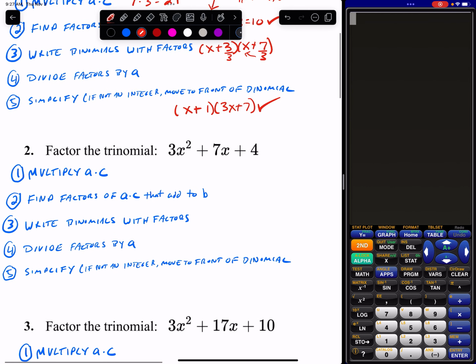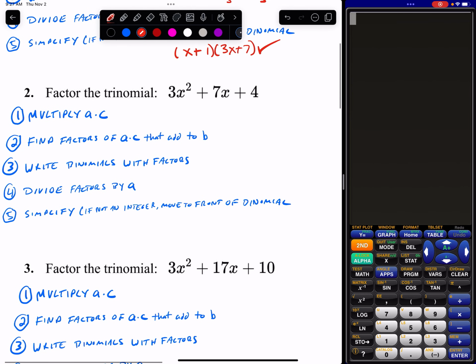All right, so let's do that again. Okay, the AC shortcut method. Multiply the A and the C value. Okay, so 3 times 4 is 12. Step 2, find the factors of A and C that add to B. And this is another pretty straightforward one, right? So 3 times 4, we've got 2 times 6, and we've got 1 times 12. But very clearly, 3 plus 4 is 7.